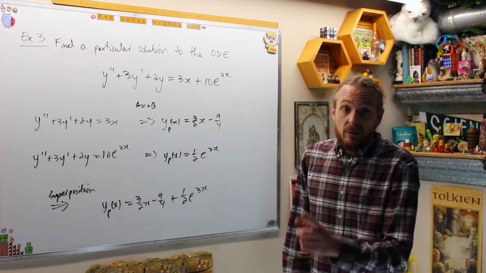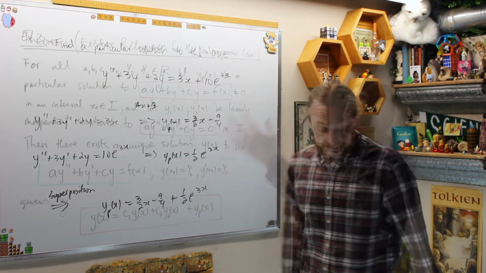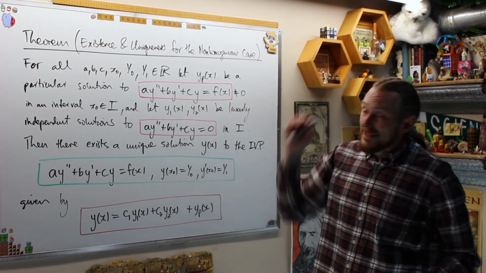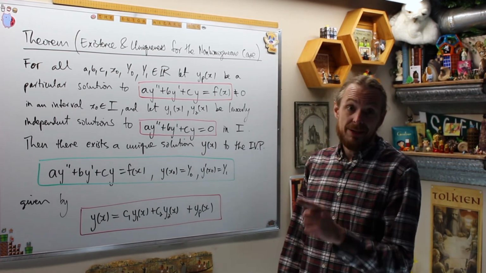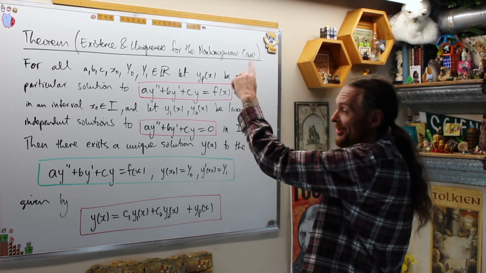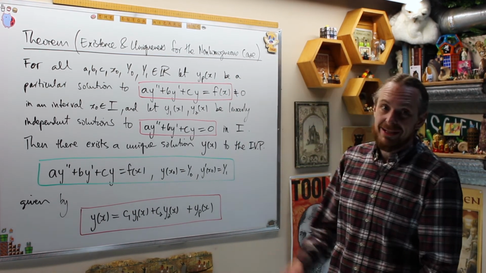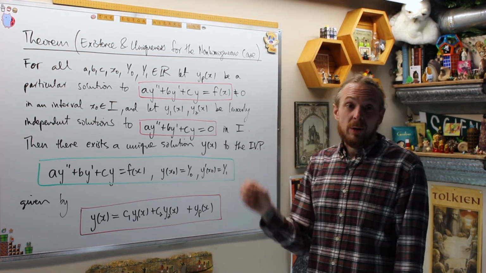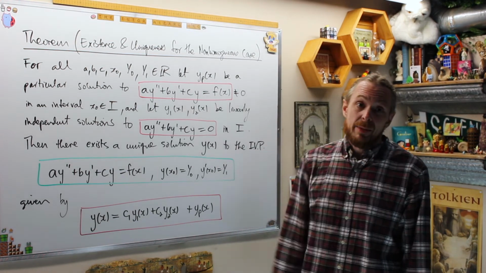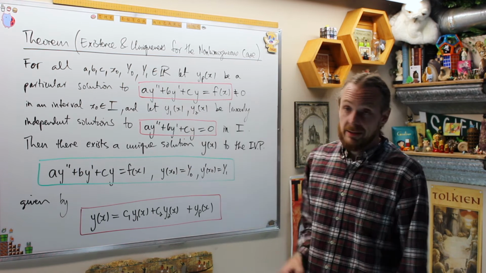Now let's give one statement which is going to tell us when we have a unique solution to a second order non-homogeneous ODE. This theorem is the existence and uniqueness theorem for the non-homogeneous case for a second order linear constant coefficient non-homogeneous ordinary differential equation. This guarantees that if we have this initial value problem, there will always be a unique solution in some interval containing our x naught value.